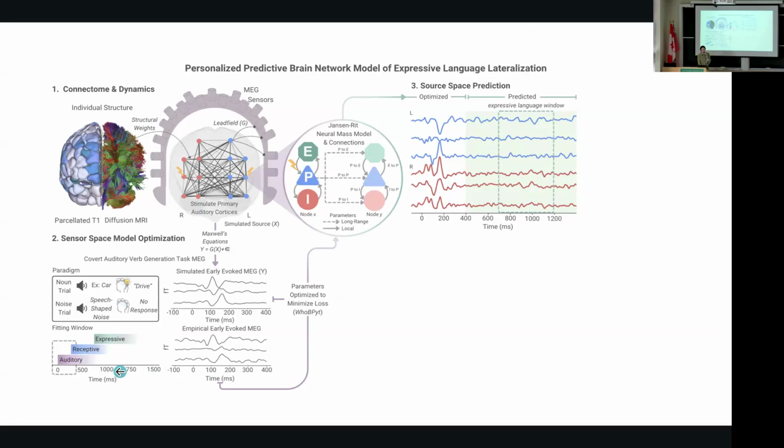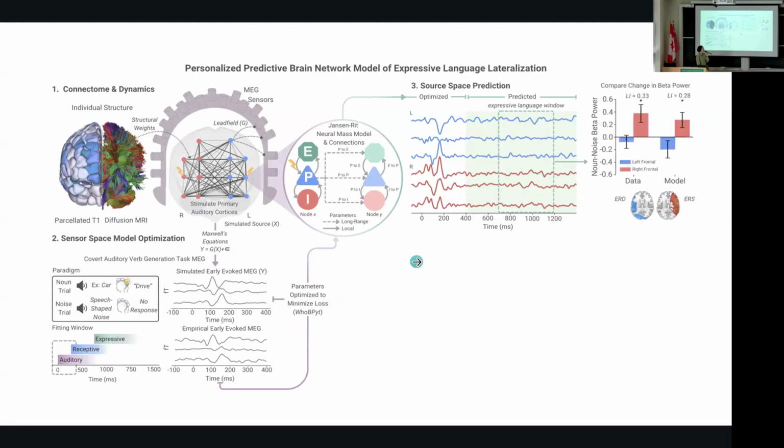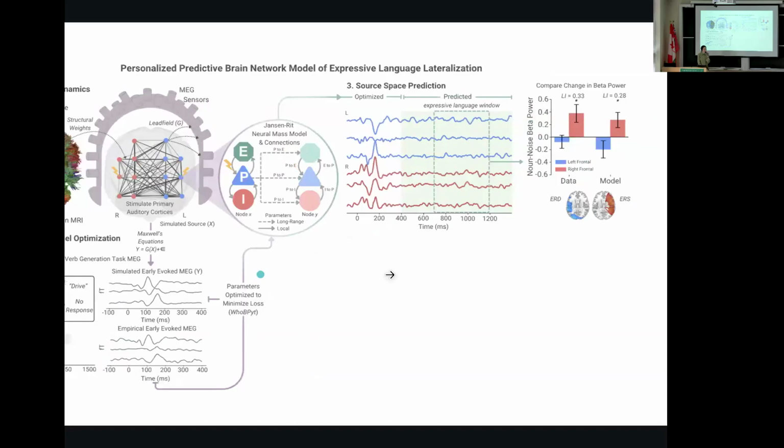And we do so by computing the beta power in the noun and the noise trial models and computing the difference to see if we observe ERD, ERS and their lateralization patterns.